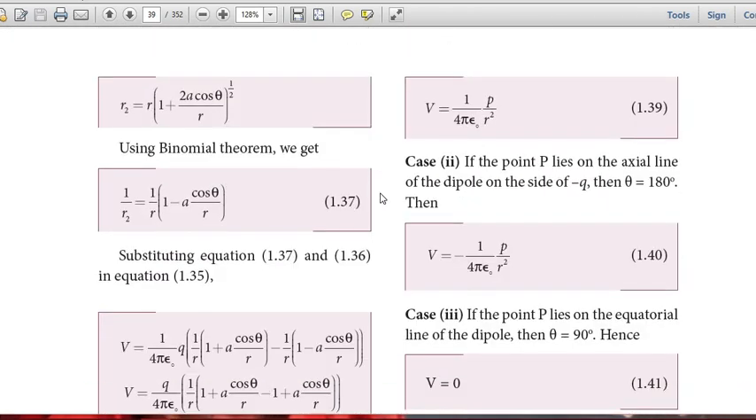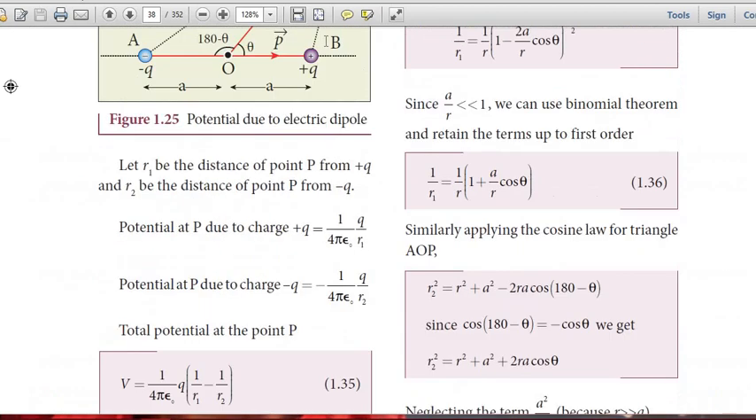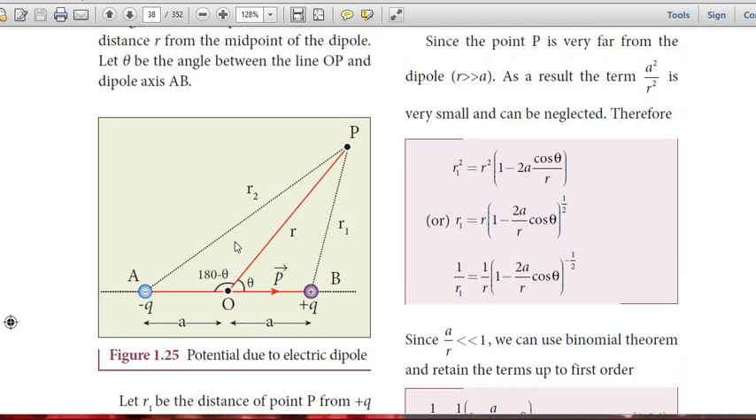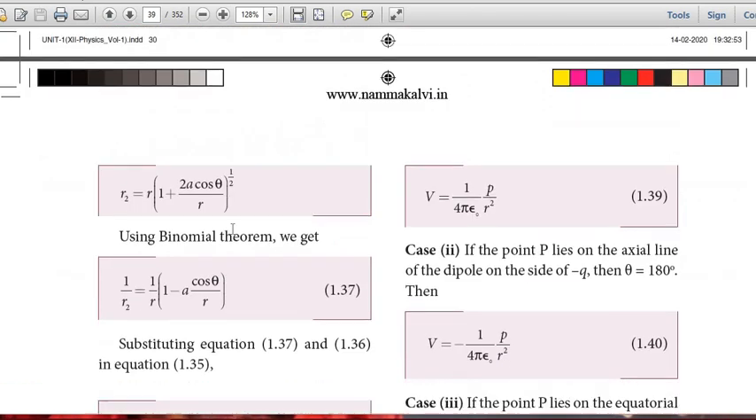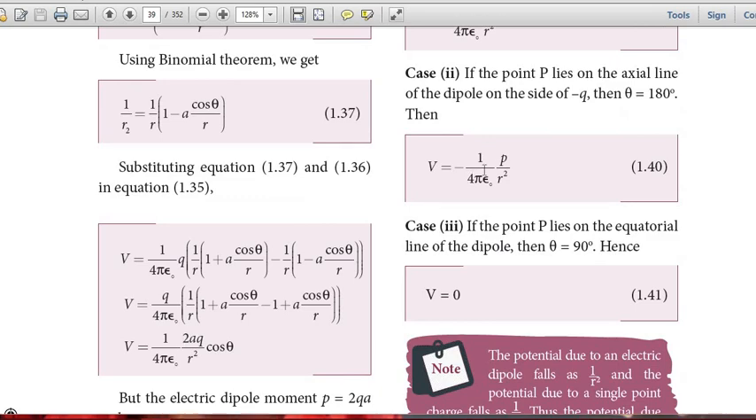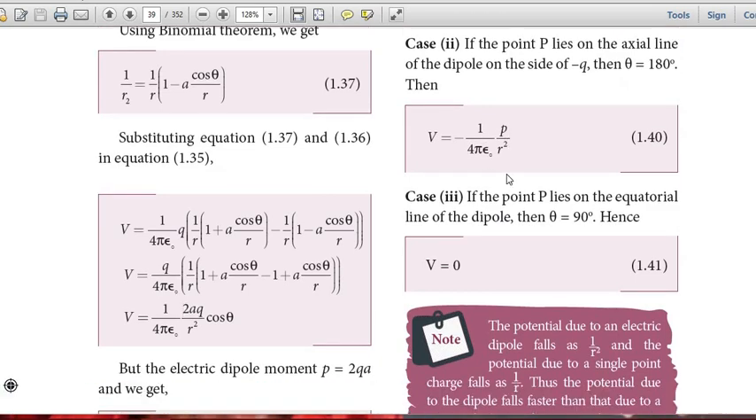The second case, if point P is placed on the minus q charged side, the theta value is 180 degree, because starting from plus q, if we place it at minus q, theta value is equal to 180 degree. So cos 180 degree, what is the value of cos 180 degree? Cos 180 degree is nothing but minus 1. So the equation becomes V is equal to minus 1 by 4 pi epsilon naught P by R square.